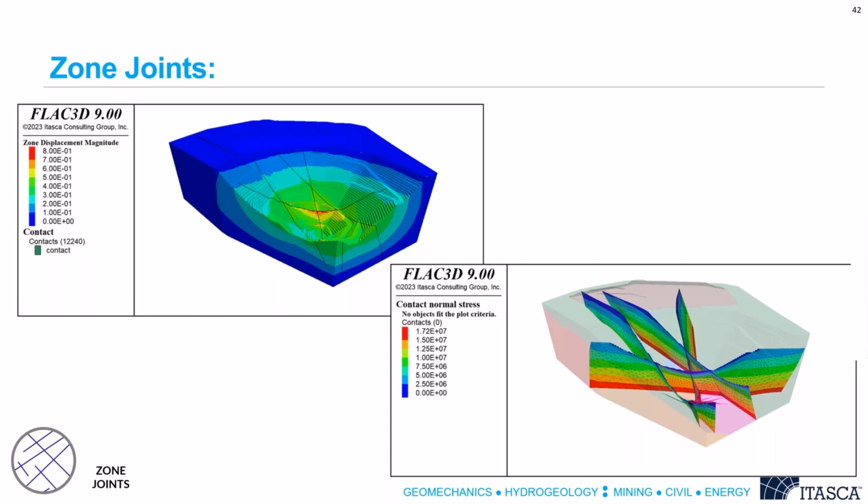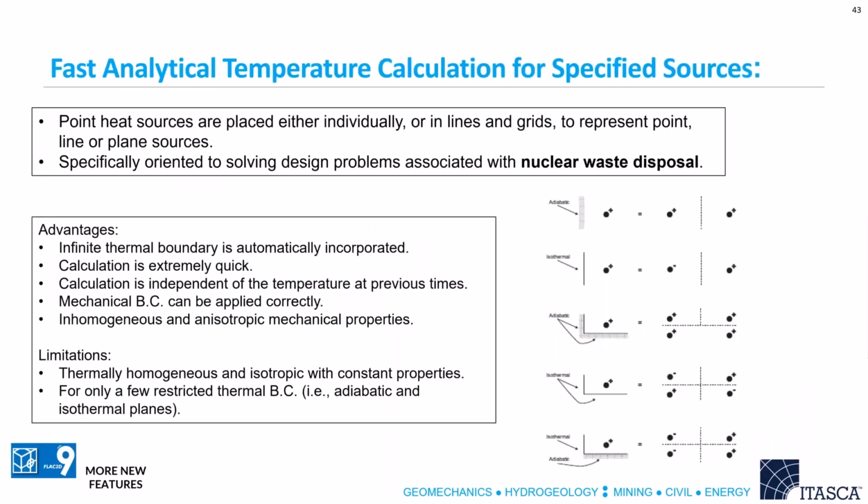And the bottom right here is just showing you the normal stresses on the joints, just demonstrating how you can plot all of the quantities on the joints like you can for interfaces. So, normal stresses, shear displacements, and so on. And so, yeah, that's what I'm going to say about zone joints.